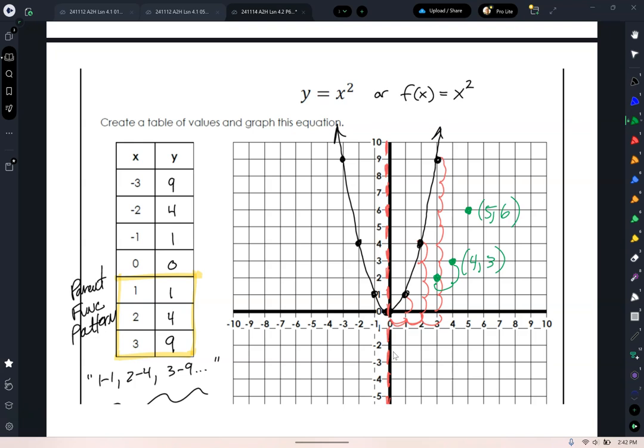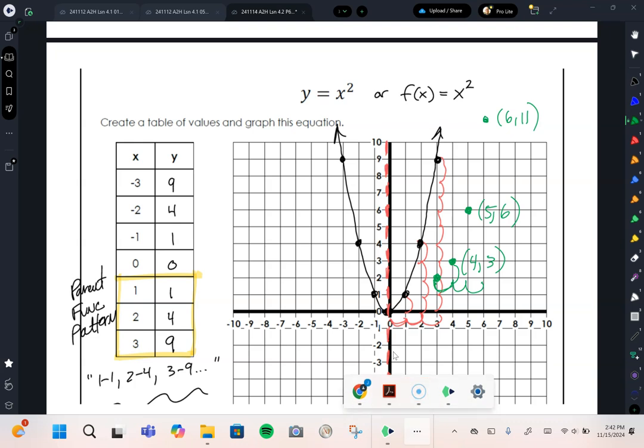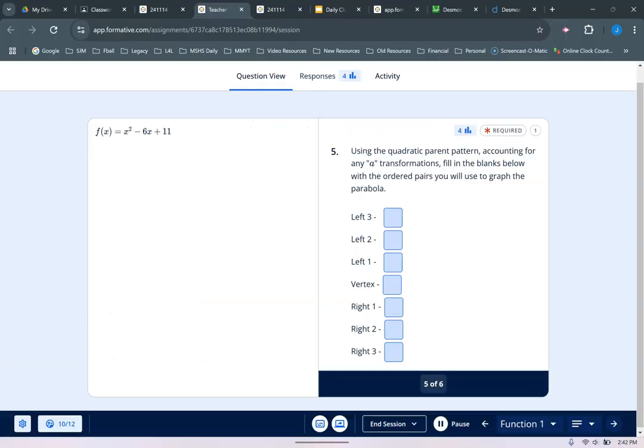Okay. Now, when we go right 1, 2, 3, how many are we going to go up? 9. So it's going to be kind of up here somewhere, right? And what's the ordered pair going to be for that one? It's going to be 6, 11, right? Like that. And then you're going to go left 1, left 2, left 3. And those are the ordered pairs that you're going to be filling in on this right here.